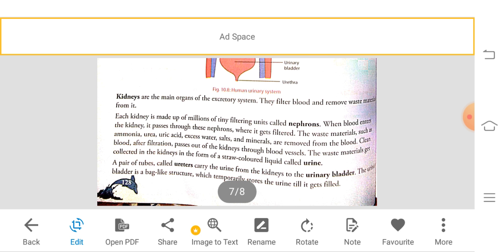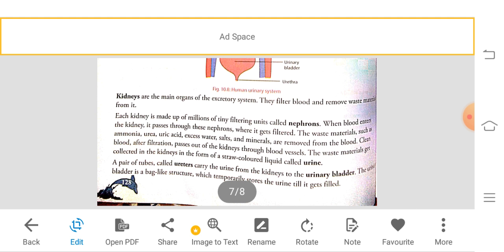Clean blood passes out of the kidneys, while the waste material is collected in the kidney and removed as a straw colored liquid called urine. This urine is passed through a pair of tubes called ureters. From the kidney, the waste materials are sent to the urinary bladder through the ureters.